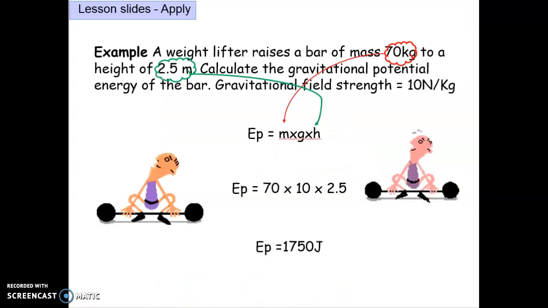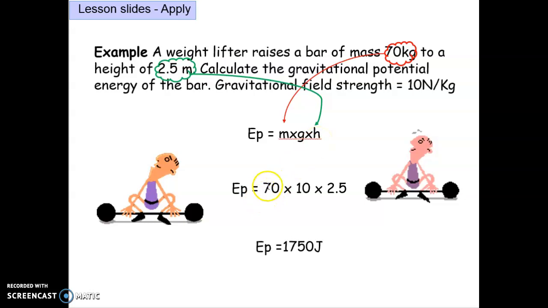Okay, so how do we use it? Here's an example. This is how I'd like you to write out equations from now on. Let's read the question first of all. A weightlifter raises a bar of mass 70 kilograms to a height of 2.5 meters. Calculate the gravitational potential energy of the bar. Gravitational field strength is 10 newtons per kilogram. So this is the equation in symbols: our gravitational potential energy EP equals our mass times our gravitational field strength times our height, our height above the ground.